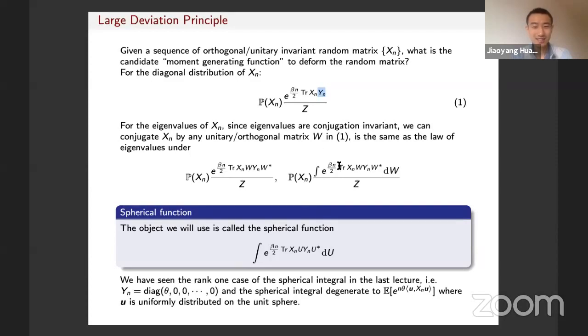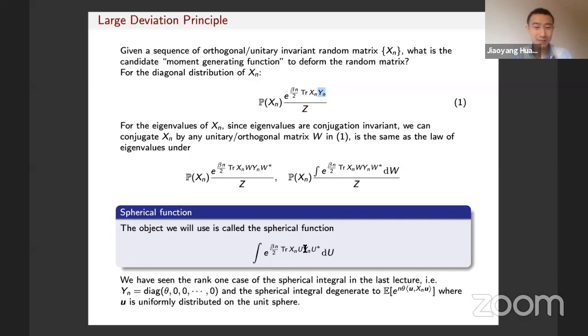So this object is called the spherical integral. Given any two matrices Xn and Yn, this integral is the integral of e to the beta n over 2 trace of Xn u Yn u star du. If Xn is a complex Hermitian, then beta equals 2 and u follows the Haar measure on the unitary group. If Xn is a real symmetric, then beta will be 1 and u will follow the Haar measure on the orthogonal group.